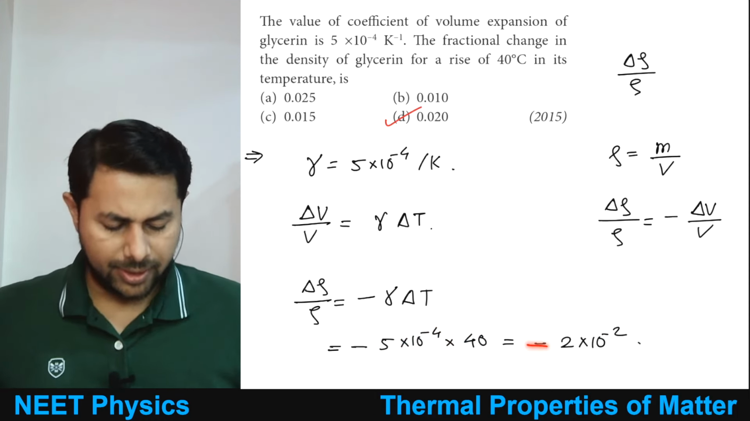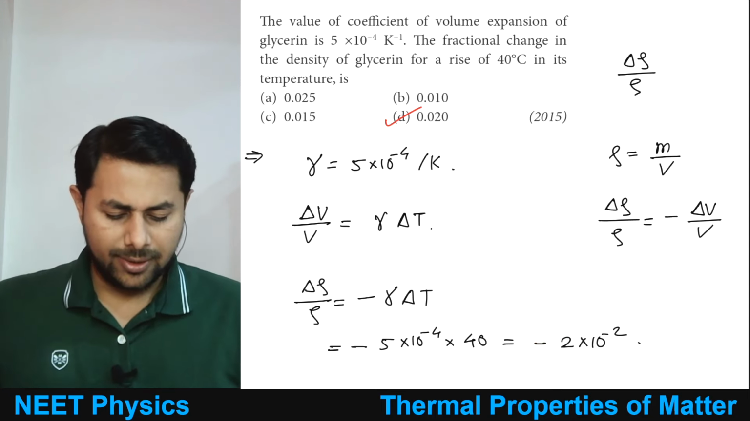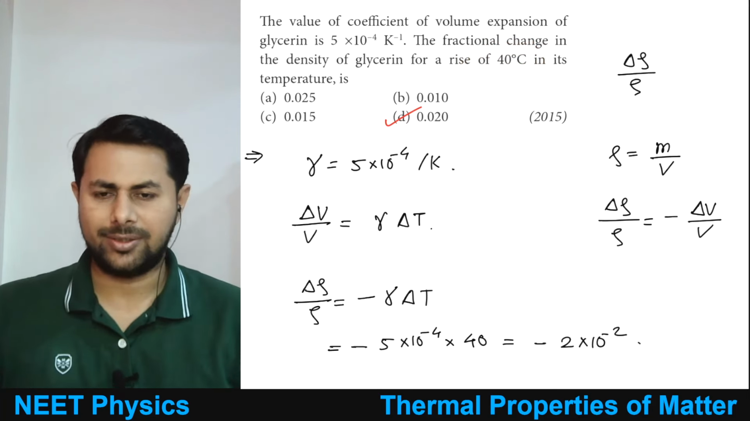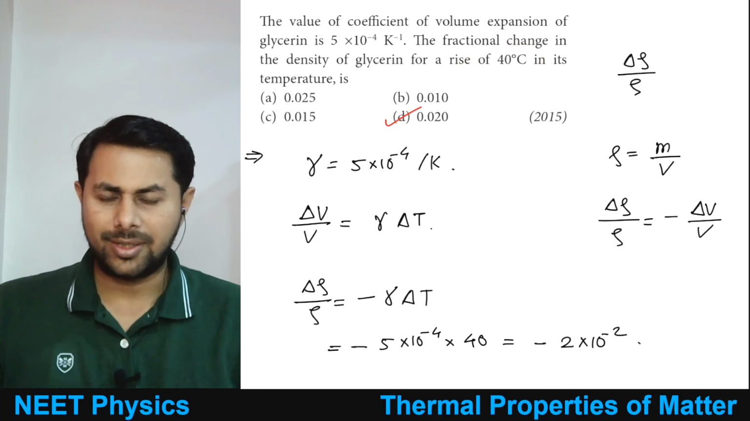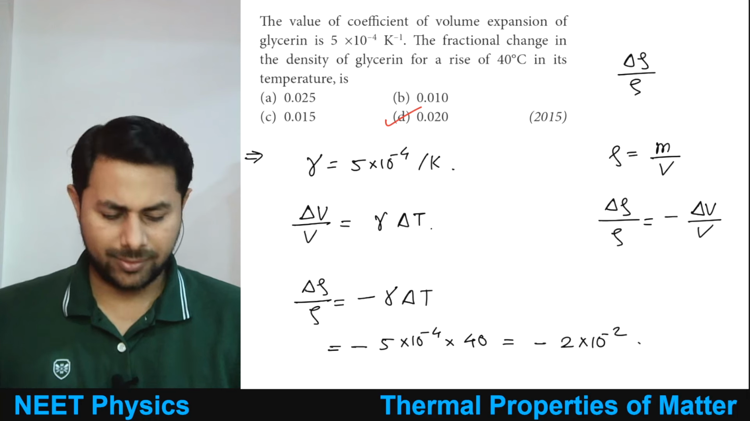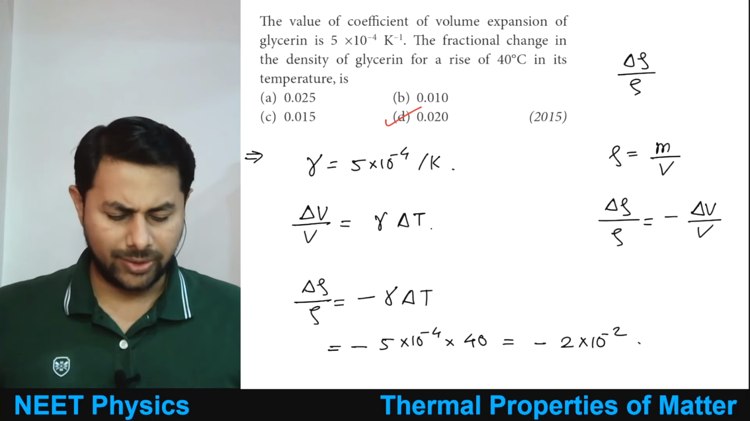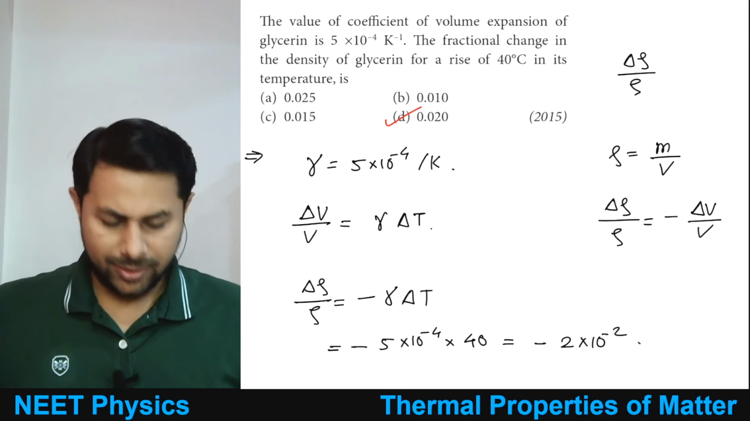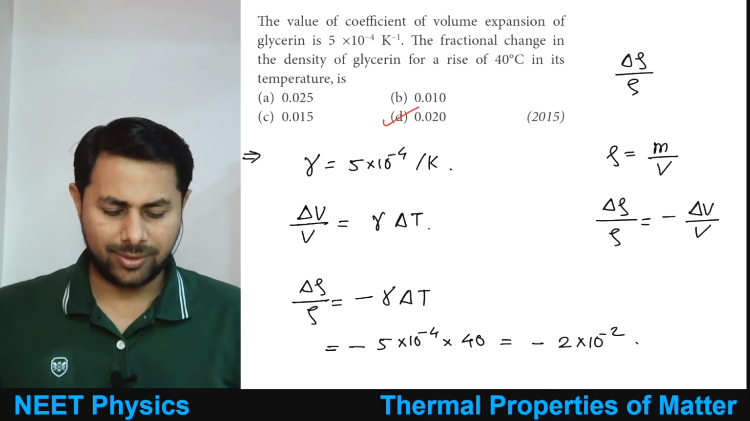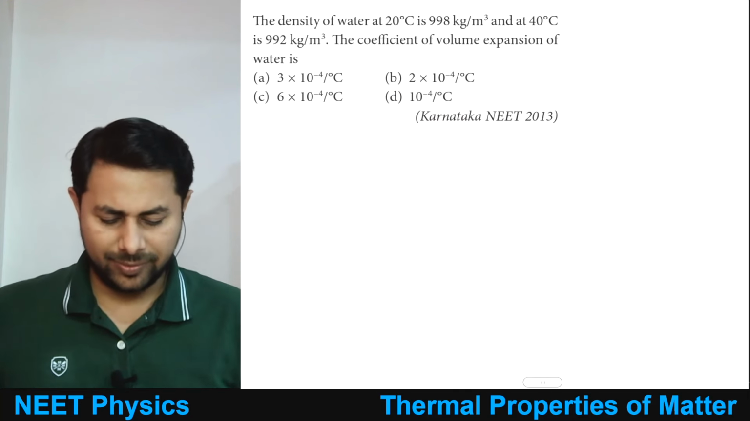The negative sign just tells us that if temperature increases, the density will decrease. Is this clear? Okay, good. So this is very simple, right? Okay, let's see the next one.